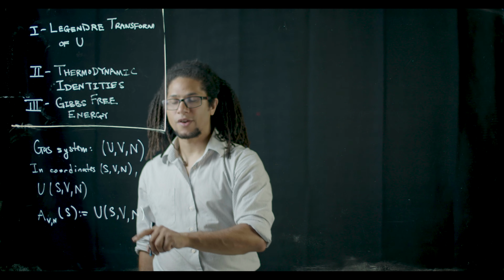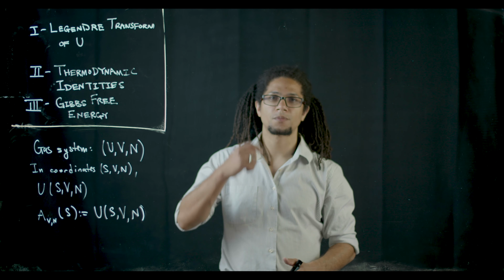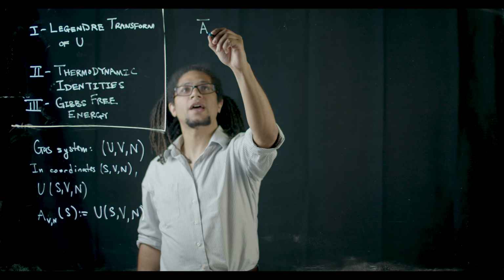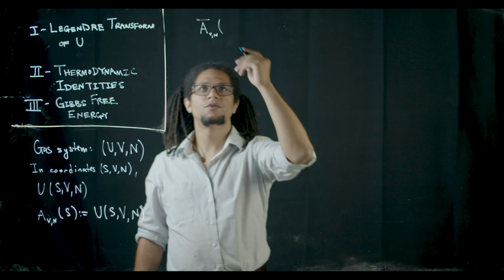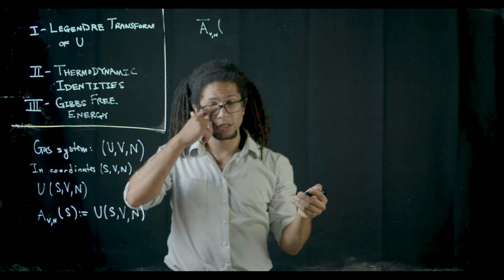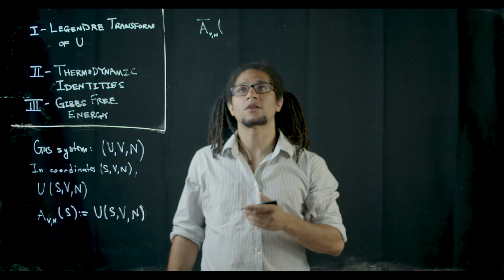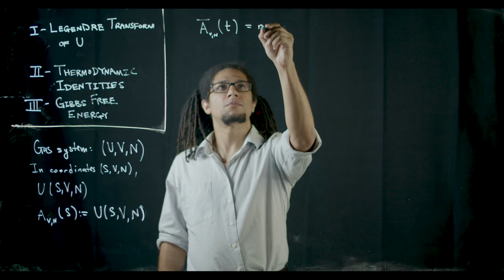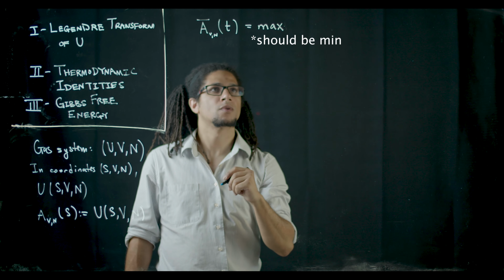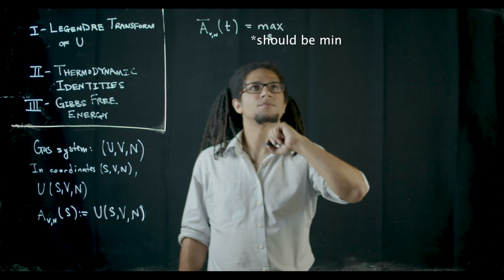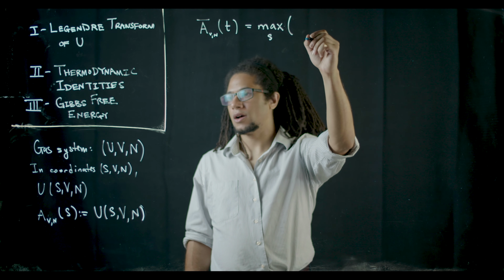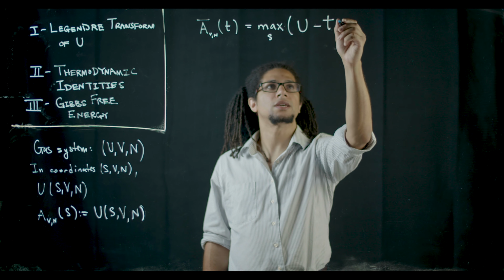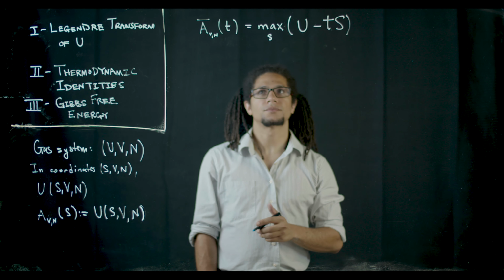Now we have a function of a single variable, and we can take the Legendre transform. So let's do it. A bar sub V,N of a variable. We need to come up with a name for the conjugate variable, and let's go with, I don't know, little t, is going to be equal to the maximum over S of, well, we get U minus little t times S. Good.